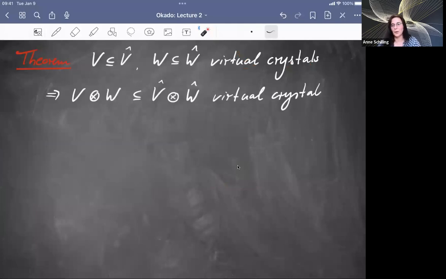And one important fact is that if you have two virtual crystals of the same embedding, then if you take the tensor product of them inside the tensor product of the ambient crystals, this is again a virtual crystal. So under the tensor product, we keep the alignment.